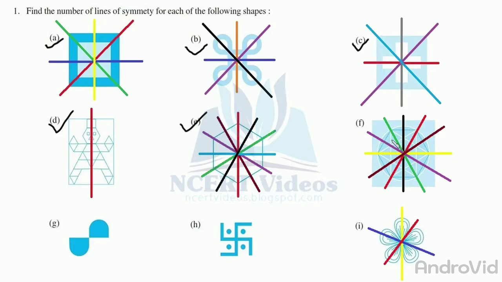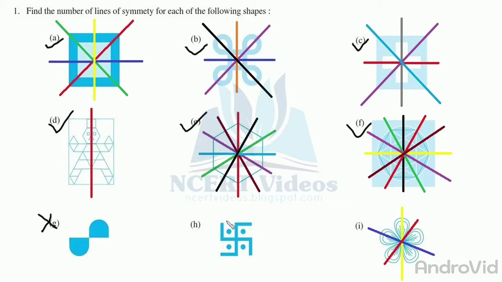Now F part, this is again the same thing. Again we have 6 lines of symmetry because the inside figure in this hexagon is also symmetrical. Now here G part has no symmetry. If you make a vertical line, you will not be able to get the following figure on the other side. So a line of symmetry is just flipping the object across the line. This was the G part, it has no line of symmetry.